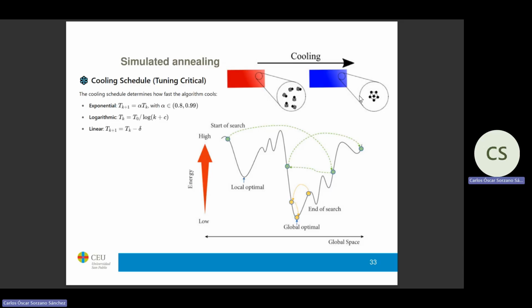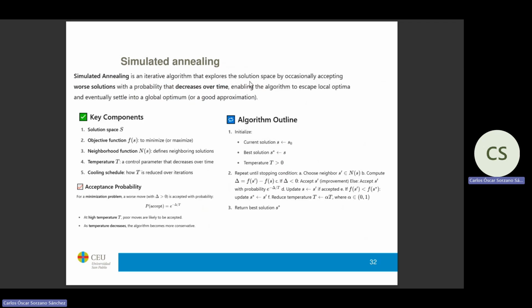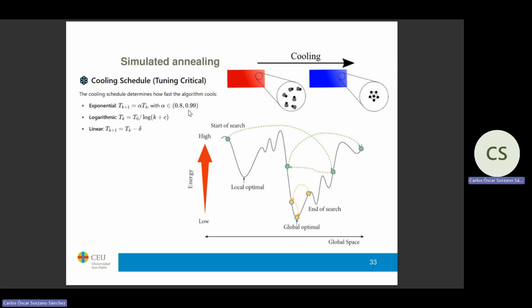At the beginning, because the material is so hot, it has a lot of energy available to change from one configuration to the other. So that is the probability of accepting worse solutions. And as the system cools and the temperature goes to zero, the system will not have enough energy to jump from a very good solution to something else. Okay, so that idea is something like this.